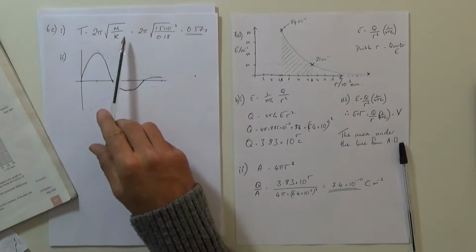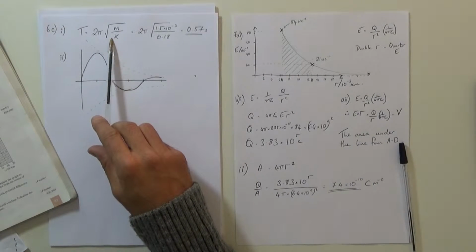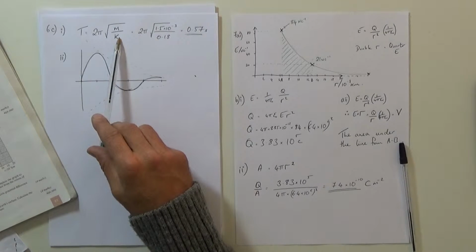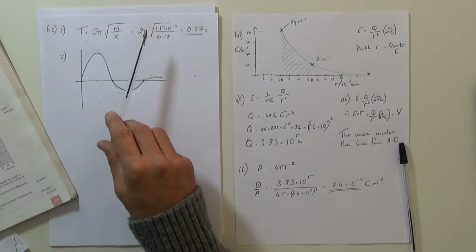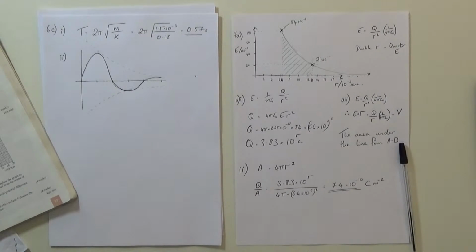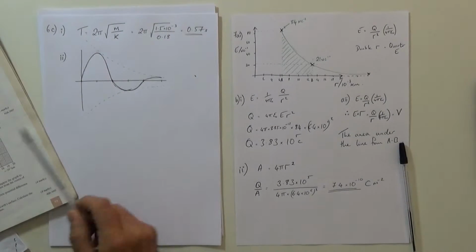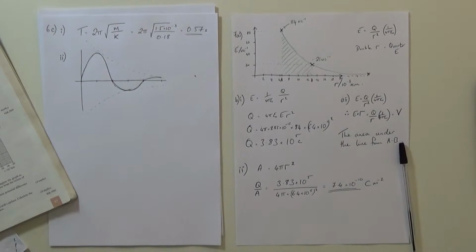Second, simple equation for the time period of a mass spring system. We know the mass is 1.5 times 10 to the minus 3, and we know the spring constant is 0.18, which gives us 0.57 seconds. Part 2 of that, it says in practice the oscillations are damped. Sketch a graph showing how the amplitude of the oscillations changes with time for the damped oscillation.